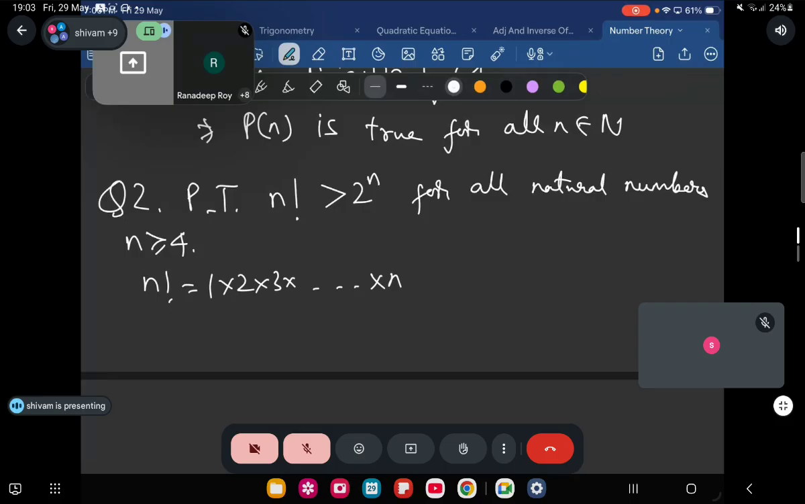Over here, you have to prove that n factorial is greater than 2 to the power n.